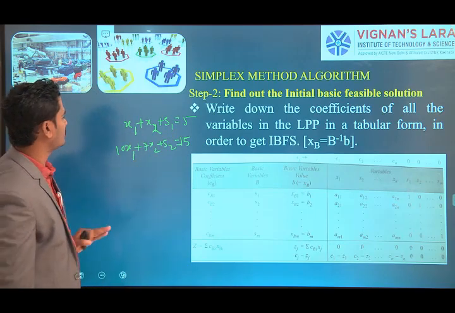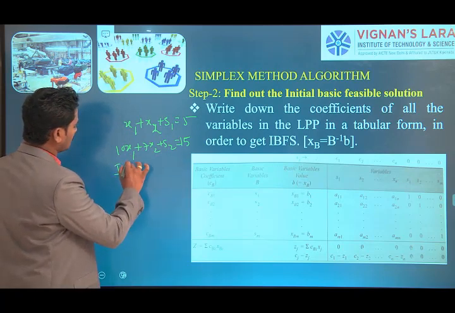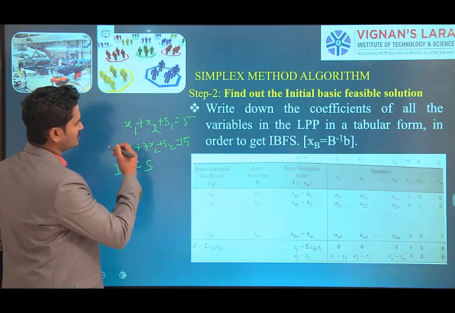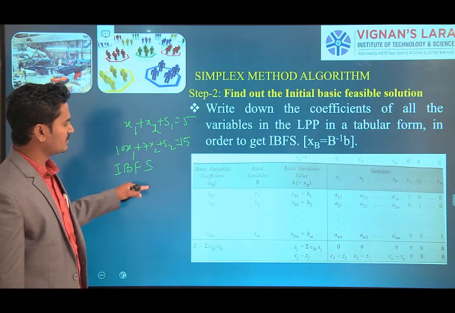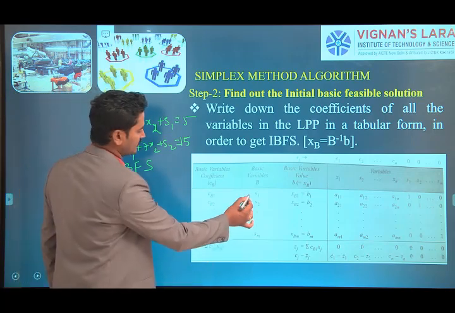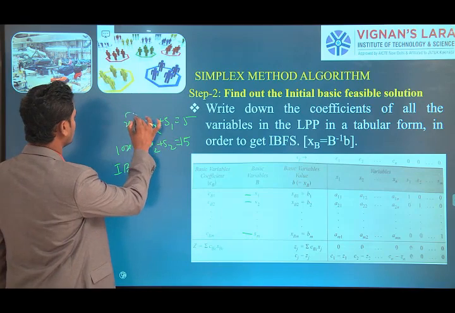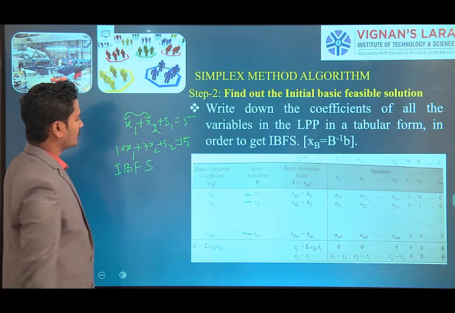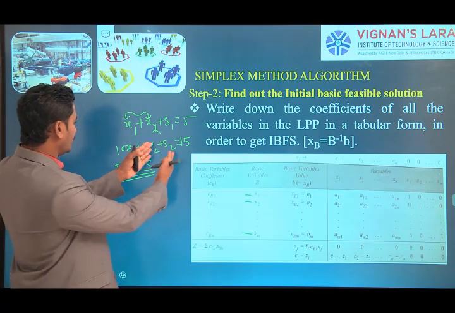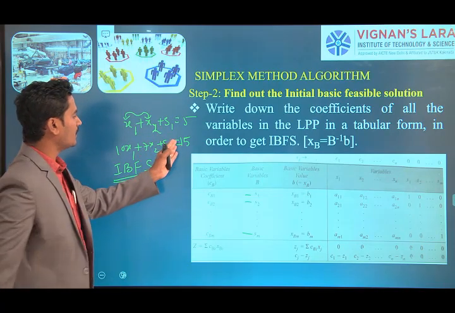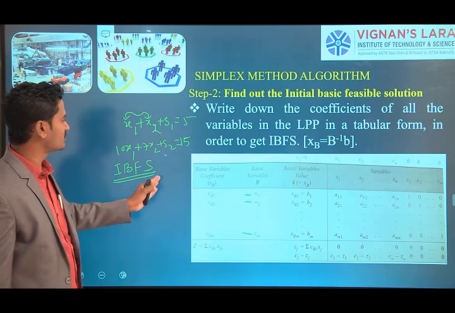If we have these two linear equations, from these two linear equations we are going to find the initial basic feasible solution. Okay, here what are the basic variables? The basic variables are s1, s2, and the non-basic variables are x1, x2. Okay, here we are going to find the initial basic feasible solution, meaning whichever variables are near to the equality, those variables give the initial basic feasible solution.